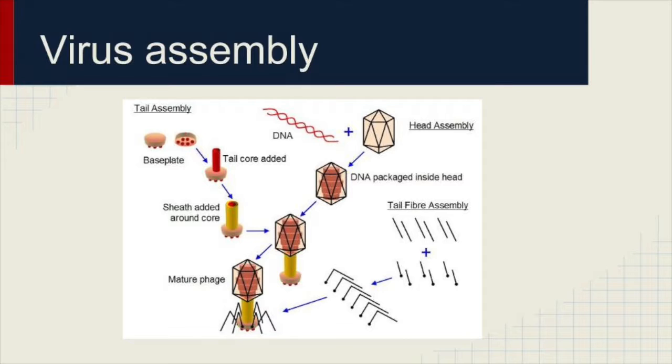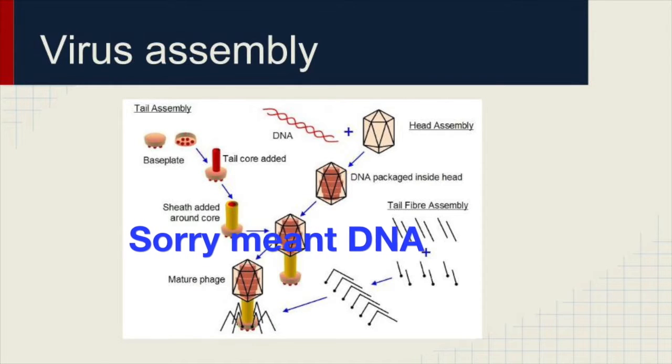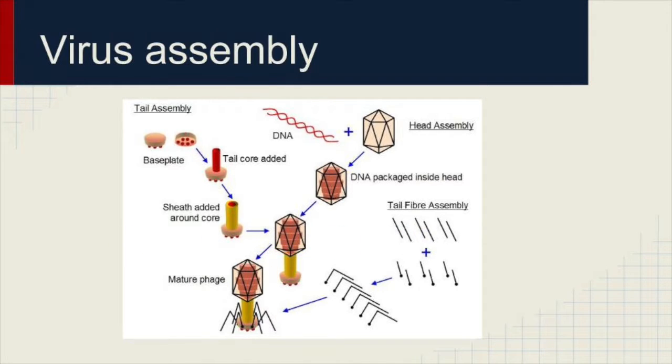sheath added around it, which is just protein. Now this is basically so that the DNA can go through the head, through the base, go through the tail core, go out the base plate, and into the host cell itself.